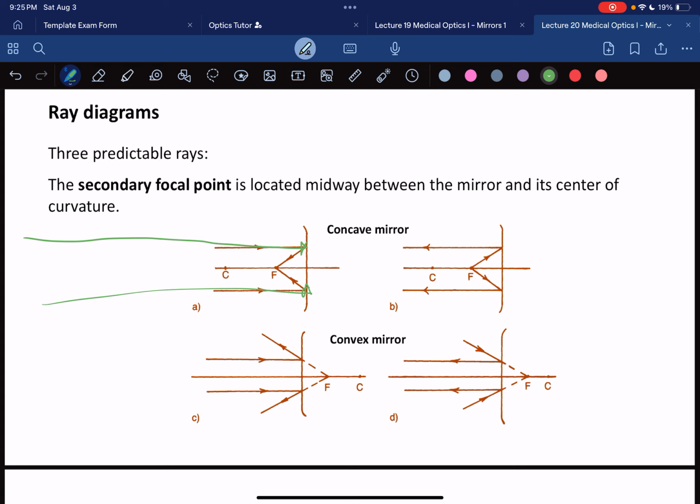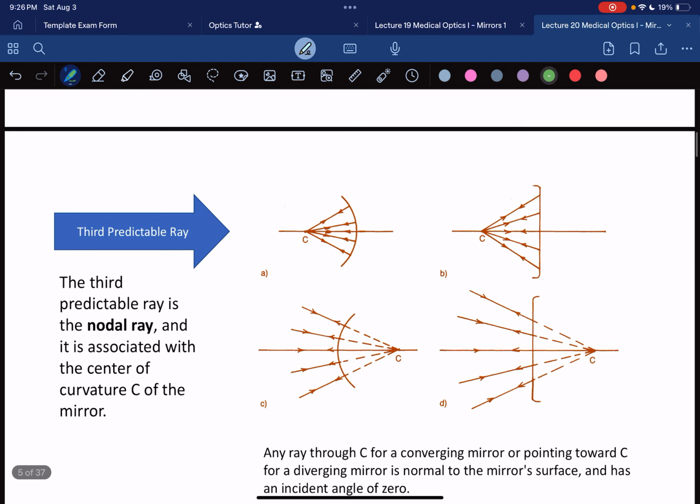If we have an object at the focal point, then we know that the light is going to reflect and go parallel. For a convex mirror, light's going to come from infinity, reflect out, and it's going to diverge from the focal point, or the diverging point, or whatever you want to call it. It'll be right at the secondary focal point. Okay, so memorize that. Know that.